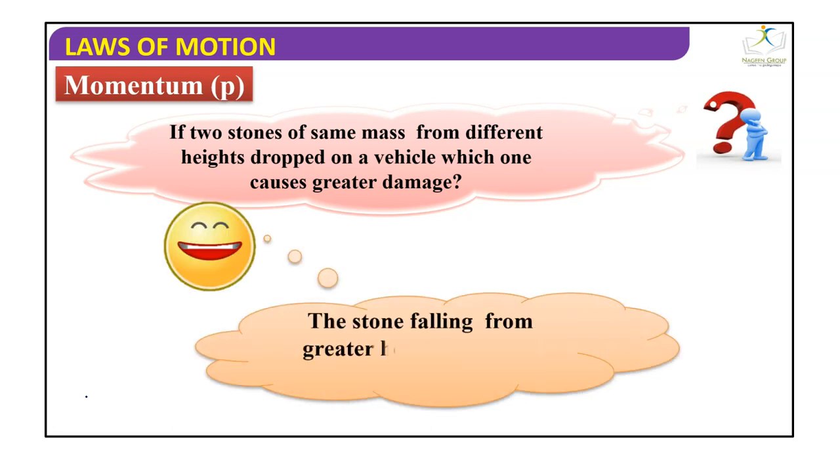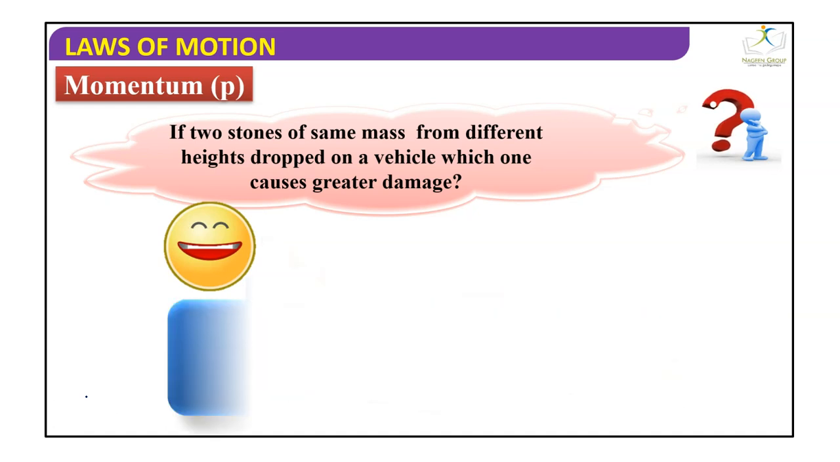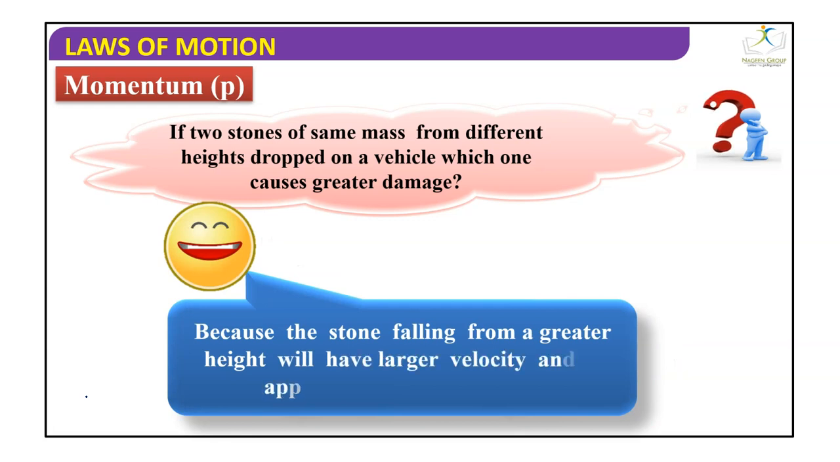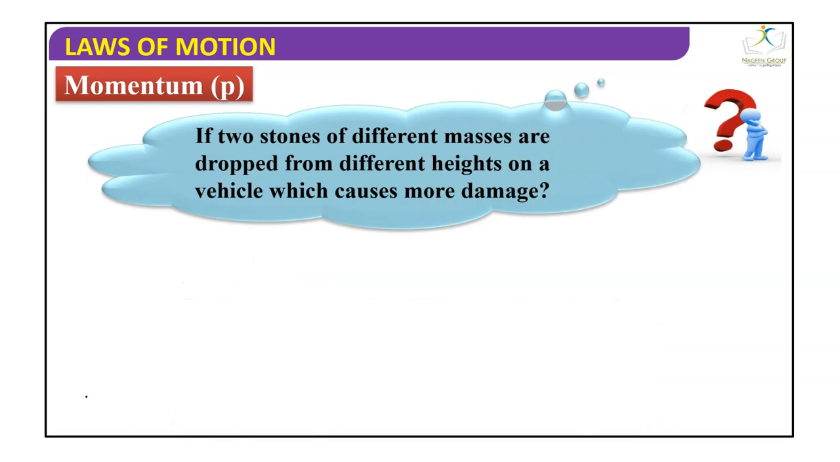The correct answer: the stone falling from the greater height produces greater damage. What's the reason for that? The reason is that the stone falling from the greater height will have a larger velocity. It applies a greater force. What does that mean? That means momentum. Momentum means the movement of any object: if it has a greater velocity, it has a greater momentum. So P is directly proportional to V.